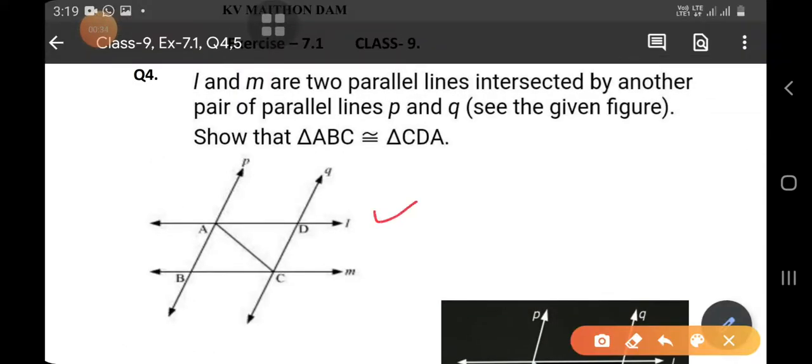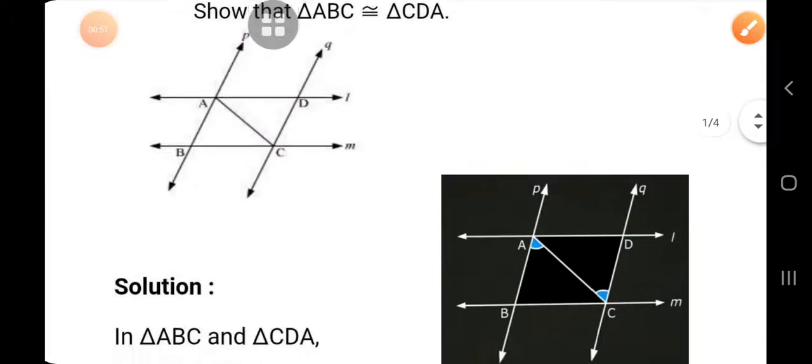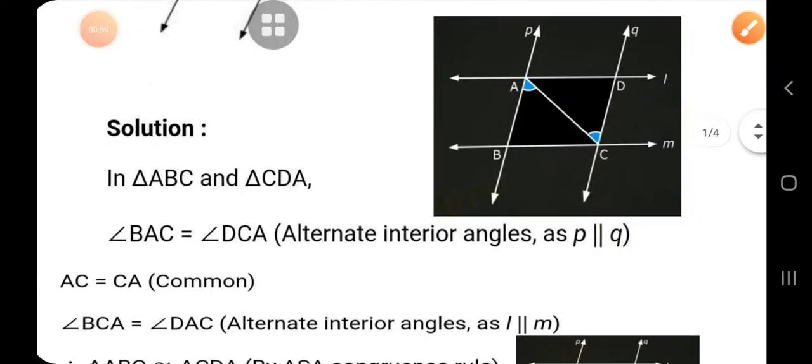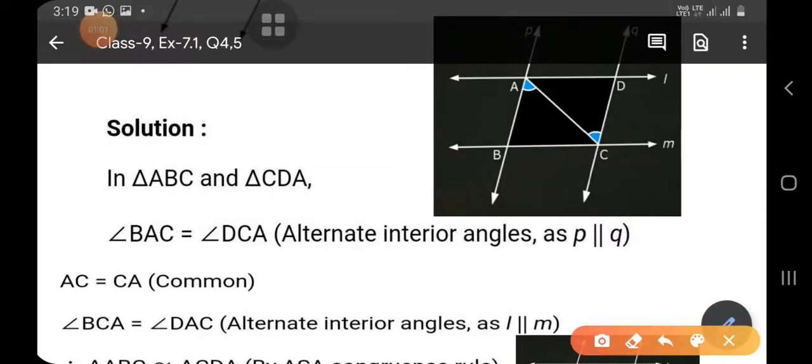Two lines, that is L and M. These are two lines which are parallel, and another pair of lines, that is P and Q. These two lines are also parallel. Now you have to prove that the triangle ABC, look at here, this triangle is congruent to triangle CDA, that means both the triangles should be congruent, you have to prove. Now see, how can we prove it? Just see the two triangles, that is triangle ABC and triangle CDA.